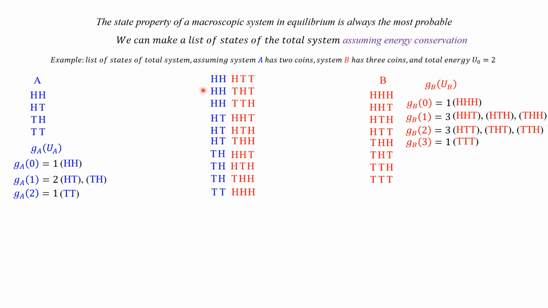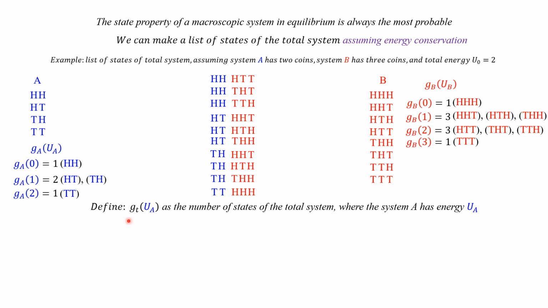So it makes sense that all states of the total system have the same energy because we are assuming that the total system is isolated from the universe. And we are also assuming that energy is conserved. So the energy of system A can change because some states have 0 units of energy, some states have 1, and some states have 2. The energy of system B can also change, but the total energy is fixed because we are assuming that energy is conserved. Now we need to define the multiplicity of the total system.